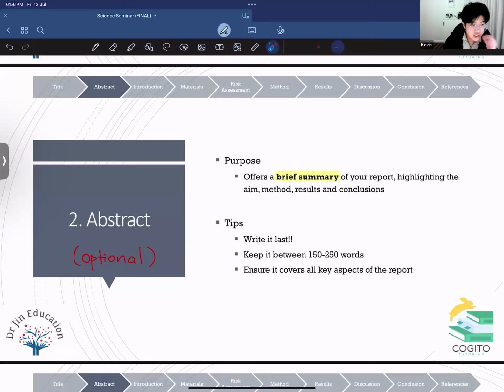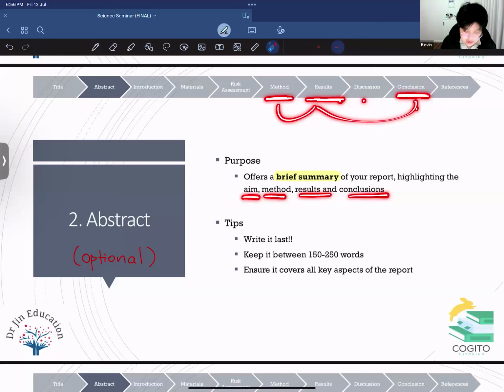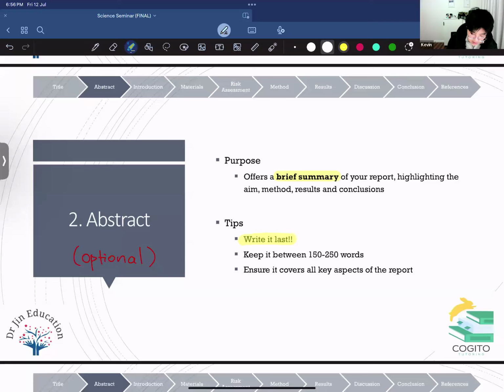Okay, now, because the abstract talks about aim, method, results, and conclusions, you can see the conclusions here, the results here, right? Method is here. It uses a lot of the things from later on. So the tip here is you write this last, write it last. There's no way you can write it at the beginning because you don't have your method nor conclusions, right? So it's quite short. You keep it to maybe 150 to 250 words, okay? And ensure that it covers all the key aspects of the report, okay?